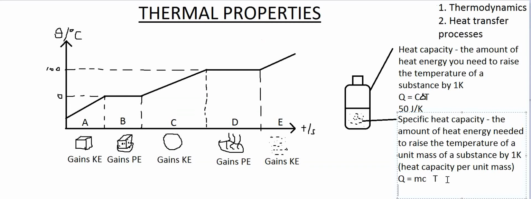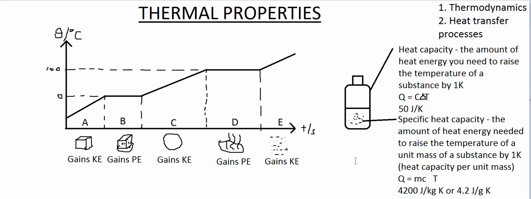So what do I mean? Let's say this water bottle contains water, and the specific heat capacity of water is 4200 joules per kg Kelvin, or 4.2 joules per gram Kelvin.